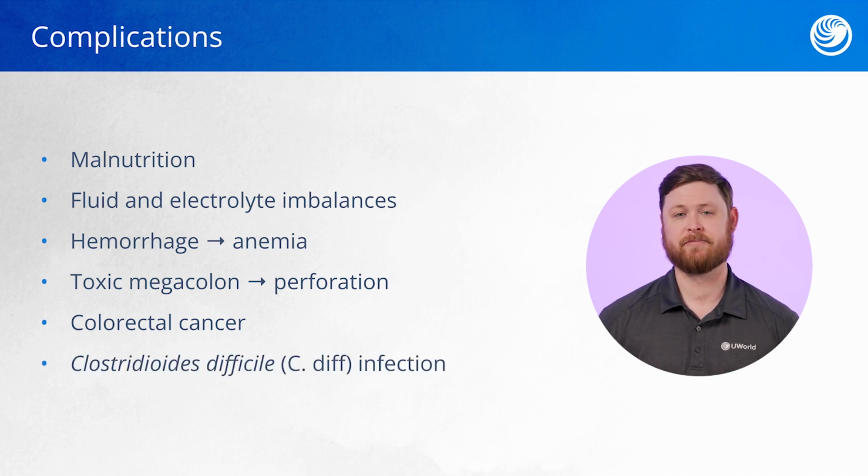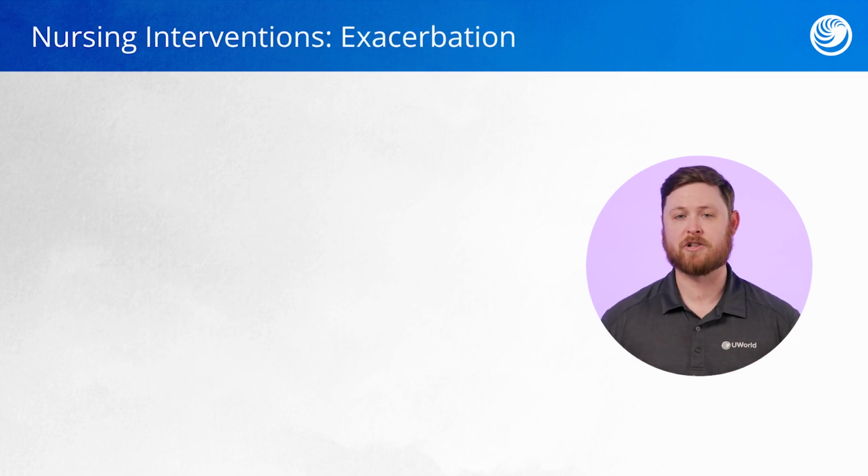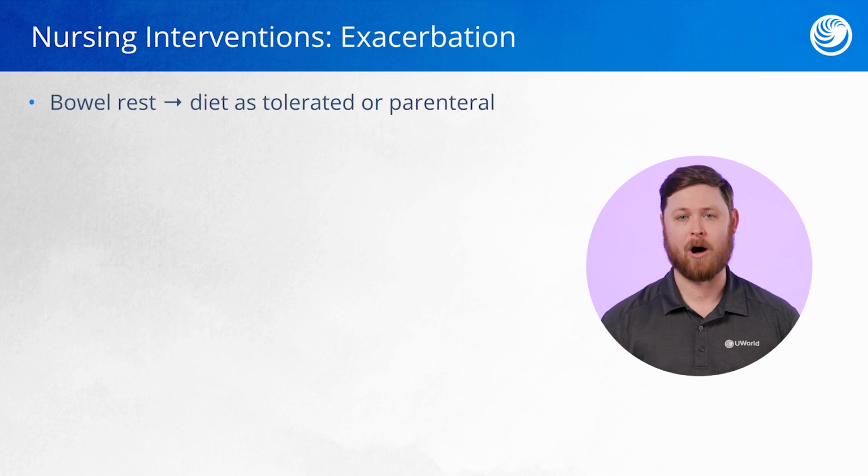diff infection. During an acute exacerbation of ulcerative colitis, one of the first things that we should do is implement bowel rest. This will help reduce intraluminal irritation and inflammation. If the client is able to tolerate a diet without symptom exacerbation, then we should go ahead and encourage them to eat. However, if a client requires prolonged bowel rest, they may need parenteral nutrition.